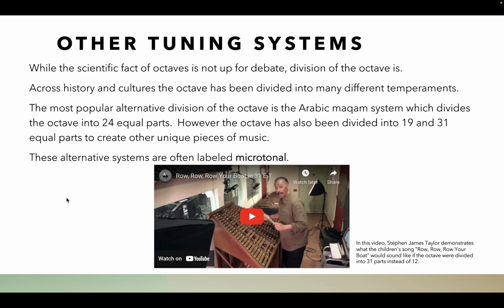Again, here's a great video. I think this is Row, Row, Row Your Boat, but instead of the octave being divided into 12 parts, as we are used to, it's divided into 31 parts.